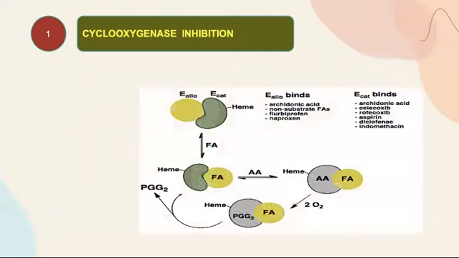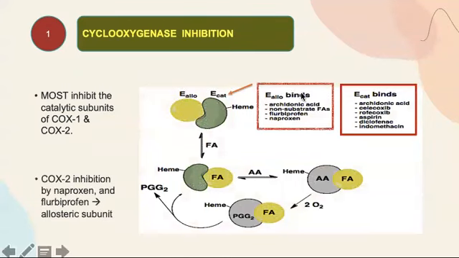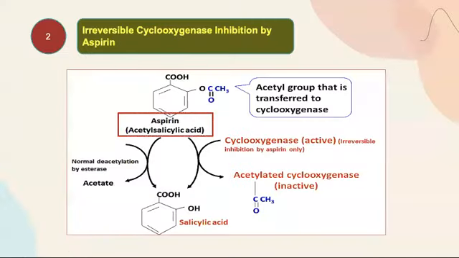Most NSAIDs inhibit the catalytic subunits of COX-1 and COX-2. So this one is the catalytic subunit. However, COX-2 inhibition by naproxen and flurbiprofen occurs primarily in the allosteric subunit. Aspirin covalently acetylates the catalytic subunits of the COX-1 and COX-2 dimers, irreversibly inhibiting your COX activity. This is an important difference from all the other NSAIDs because the duration of aspirin's effect is related to the turnover rate of the COX in different target tissues.